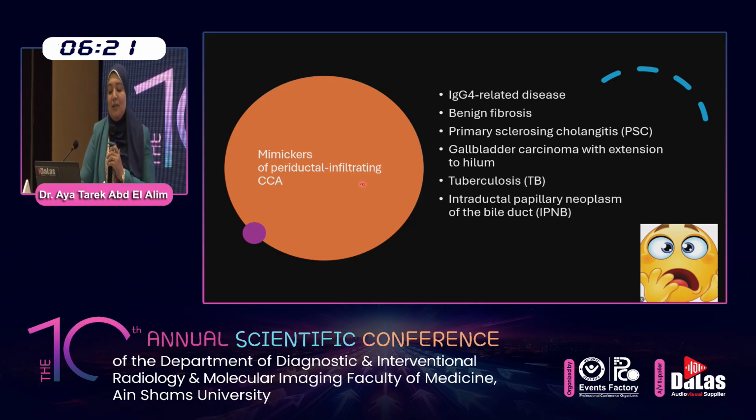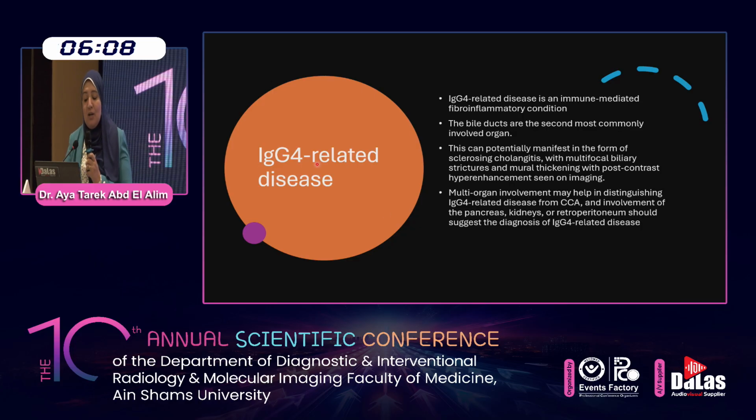Again, mimickers of periductal form, and this is again my face when I am reporting like this. IgG4, benign fibrosis, primary sclerosing cholangitis, gallbladder carcinoma with extension to the hilum, TB, and IBD. We can see IgG4. IgG4 we can face every day, in the daily work.